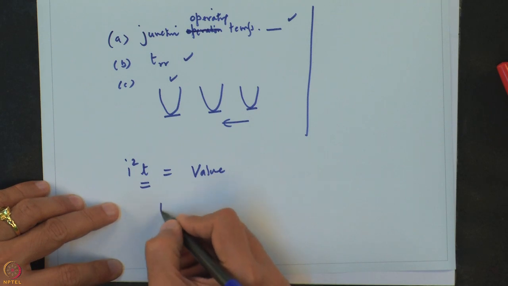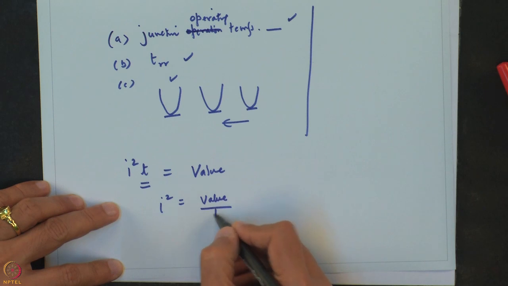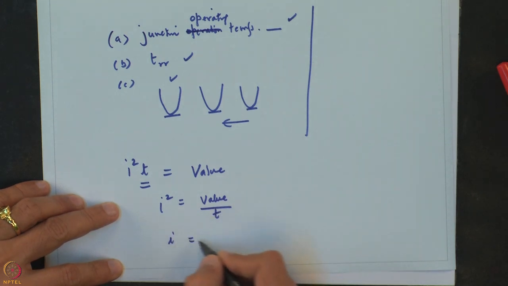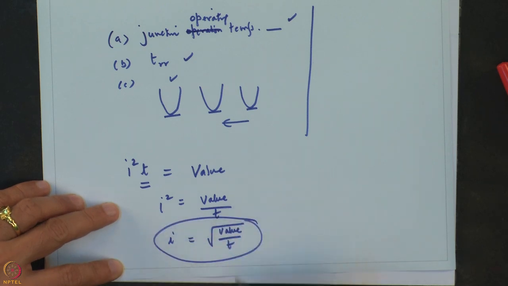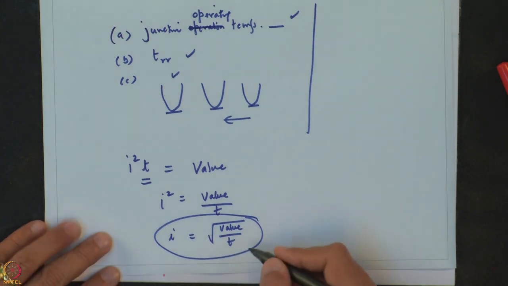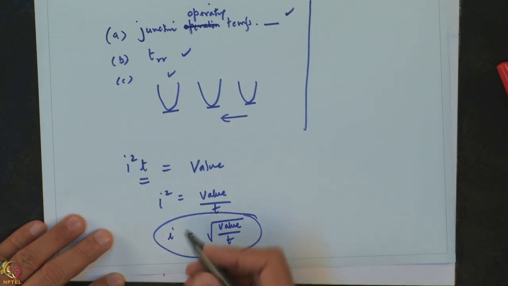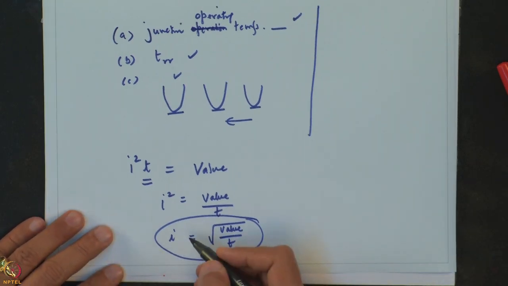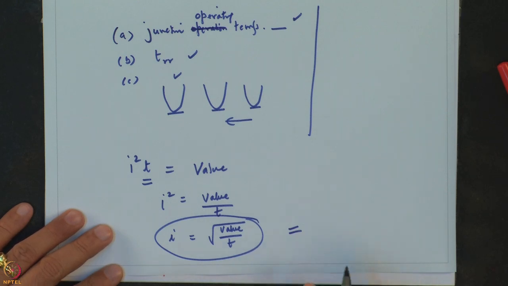So, you can get from here I squared equal to value divided by t, and then you can get the value of I by the square root of this term. So, I is equal to the square root of value over t. This is the limit given by the data sheet. If your current is going above this, you must have a fuse in place so that your device gets cut off from the supply and is saved, otherwise you might end up destroying the device.